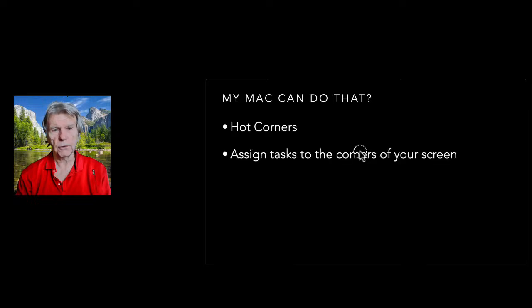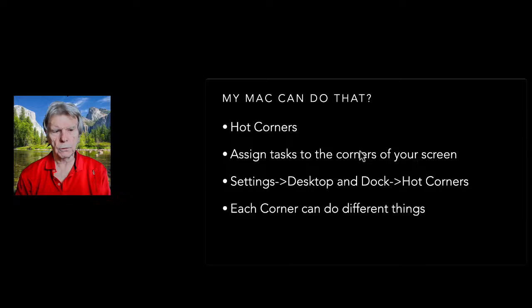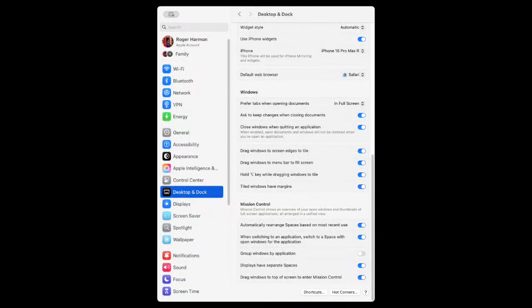Another thing that's built into your operating system is hot corners. Your screen has 4 corners and you can put different functions in those different corners. The way you do that is you go to Settings, you go to Desktop and Dock, and then you go to Hot Corners, and of course each corner can do some different things. So let's go into our settings. So we're going to open Settings. There they are. You see down here is Desktop and Dock.